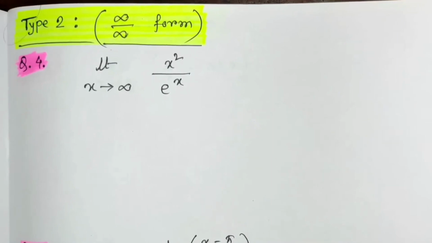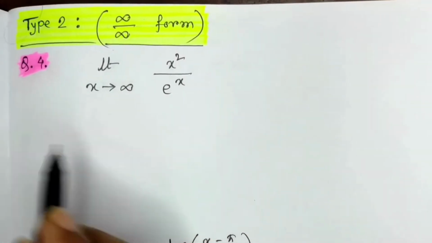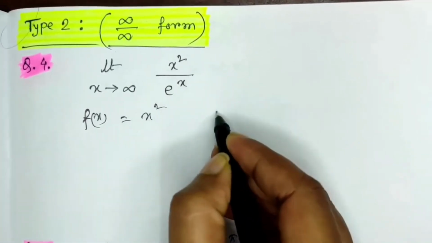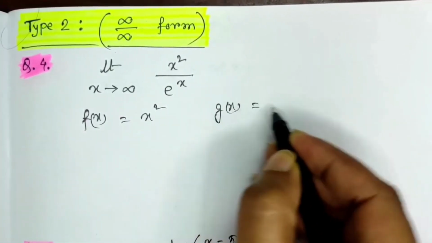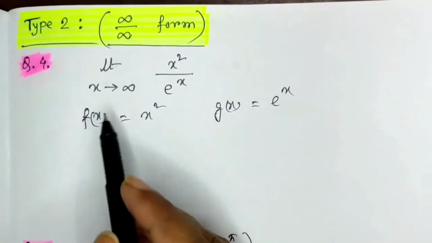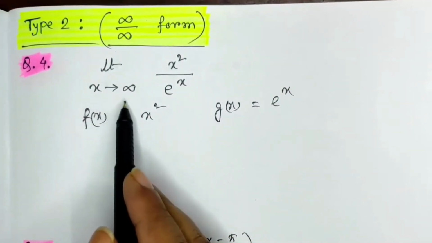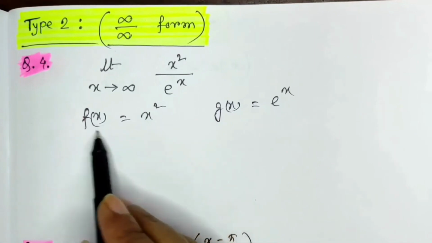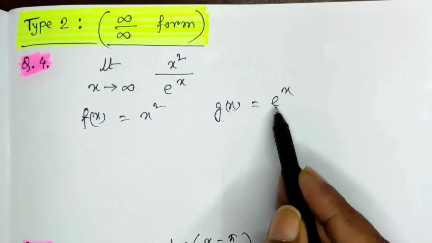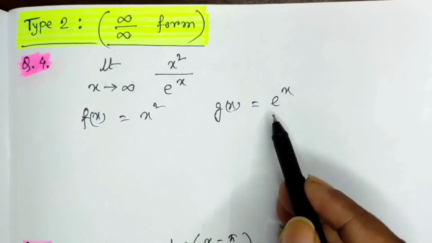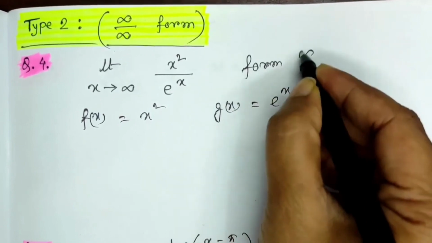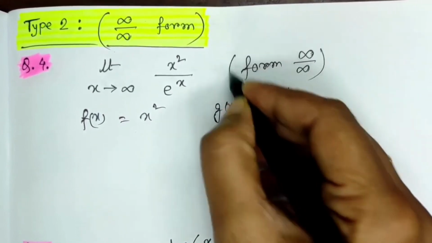Now consider another function, which is this one. Here f(x) is equal to x square and g(x) is equal to e to the power x. The limiting value is given here, x tends to infinity. When we substitute, we find that if x is infinity and g(x) is e to the power x, meaning e to the power infinity, so it is also infinity.